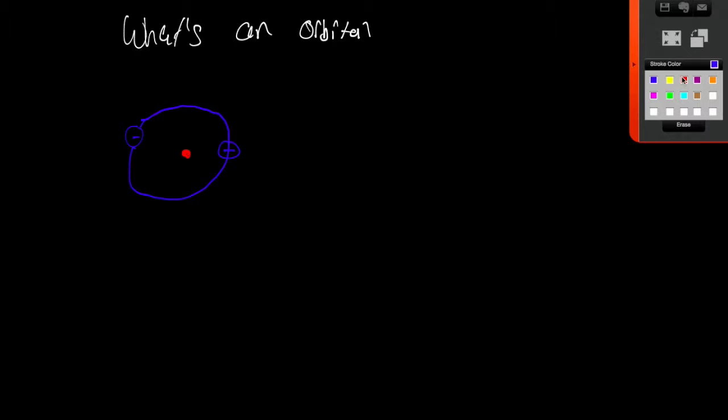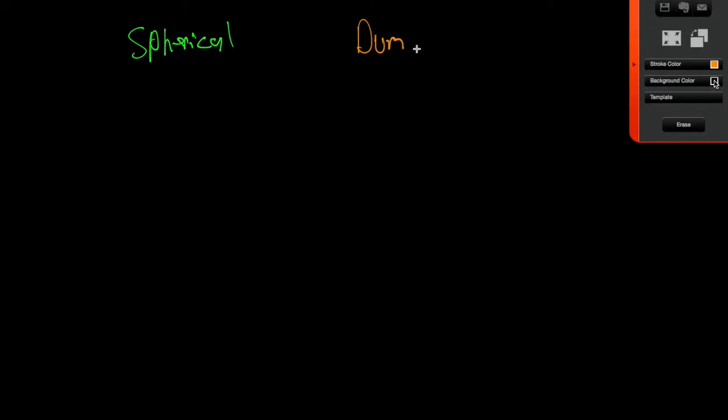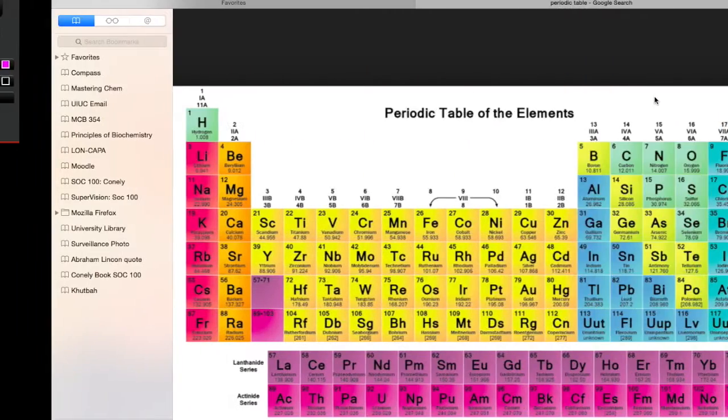There are 2 different orbital shapes. What are they? One is a spherical shape. The other one that we're going to learn today is a dumbbell shape. The spherical shapes relate to S, the S side of the periodic table.